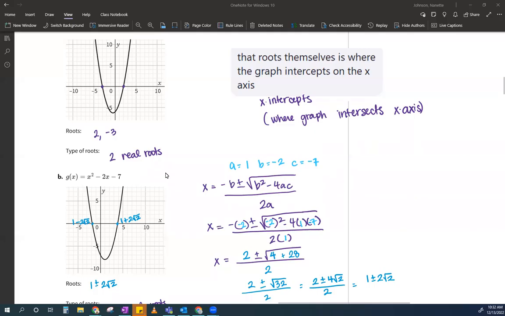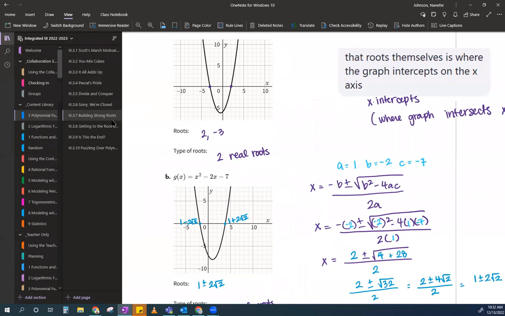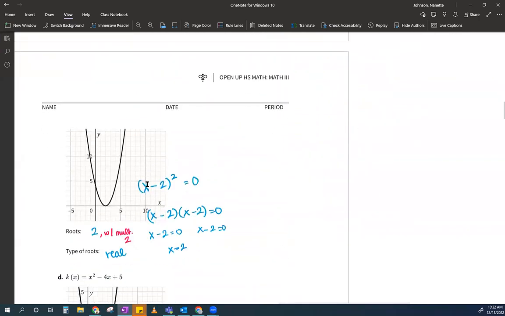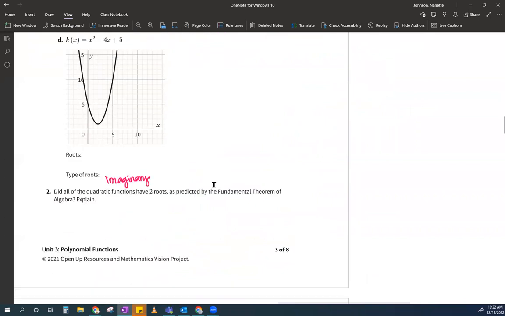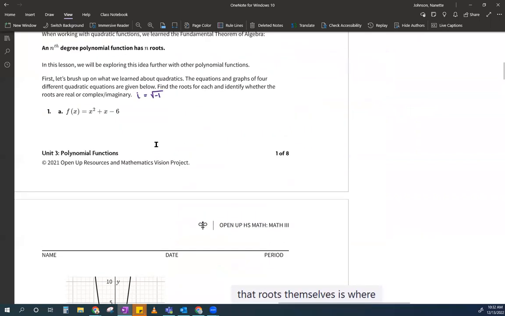All right, so what we're going to be doing today is more of 3.7, which is building strong roots. We're going to be starting with the quadratic, and then we're going to move to cubics. The directions say find the roots of each and identify whether the roots are real or complex or imaginary.